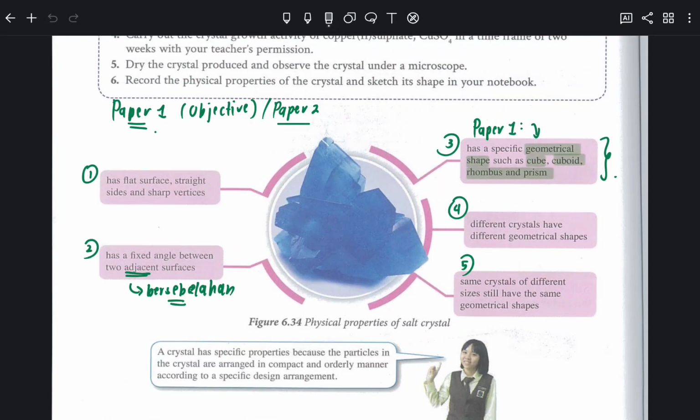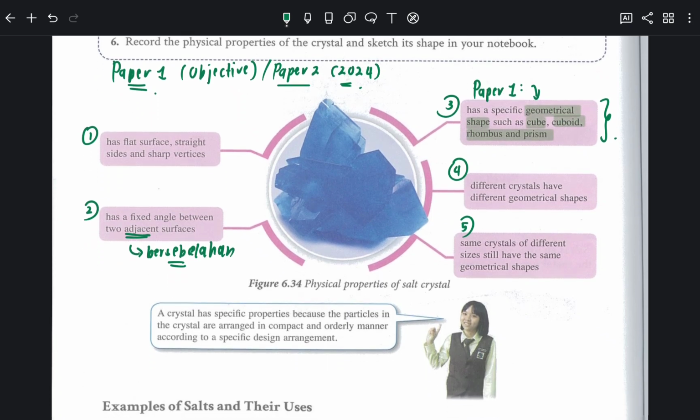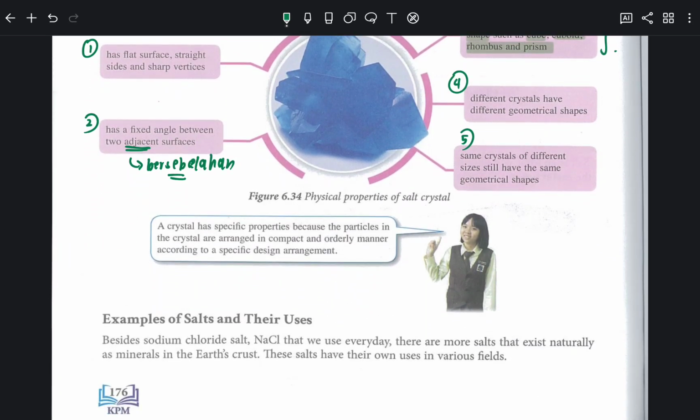memang dia tak pernah naik lagi dalam SPM. So I will say, maybe it will end up in 2024 as a question in Paper 2. List out 2 features for salt crystals. Who knows? If it came out, what do you want to do? And if you cannot answer, sebabnya memang soalan tu ada dalam buku teks and they explain about these crystals to you. So it's your job to read and make sure you remember that.